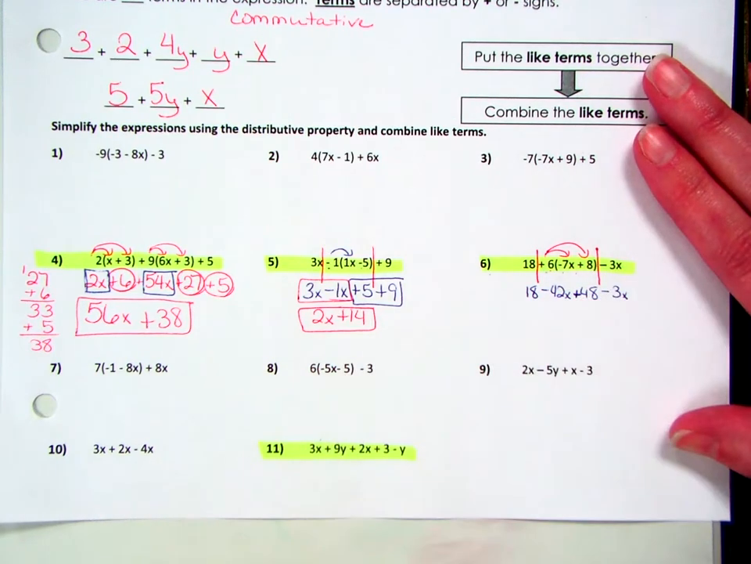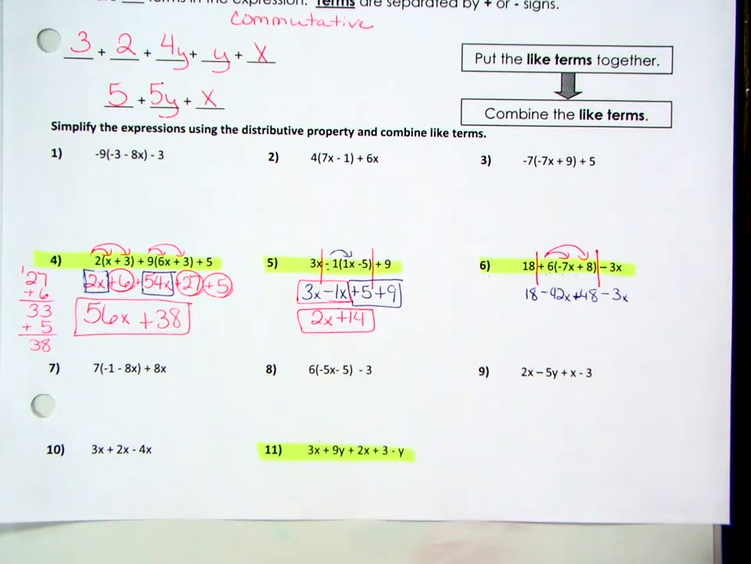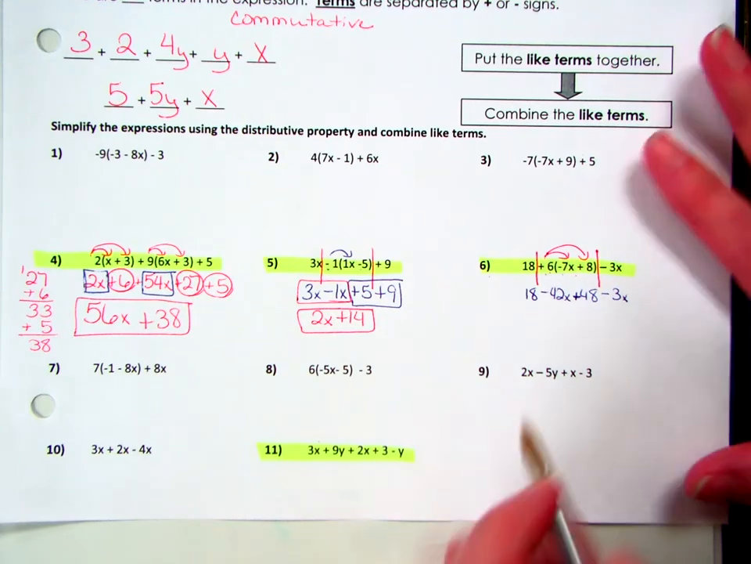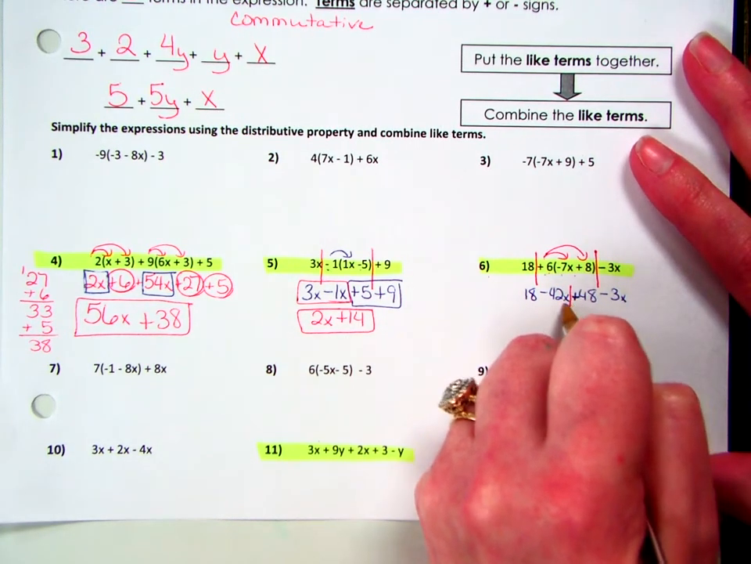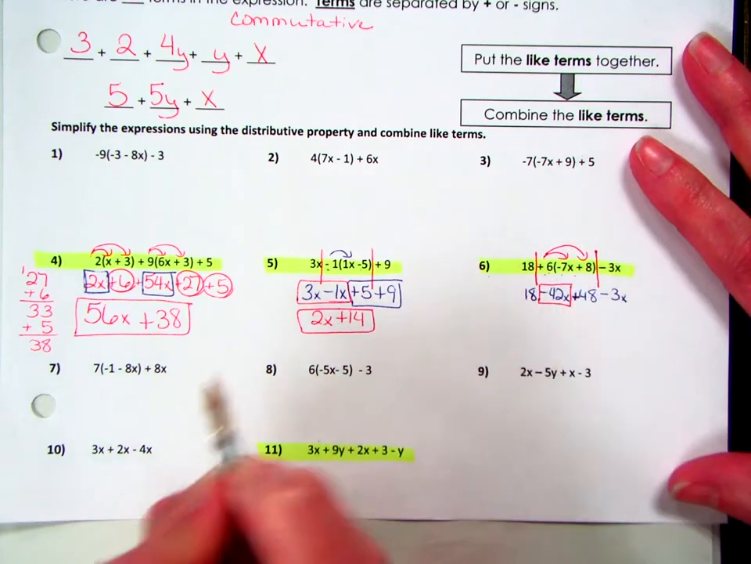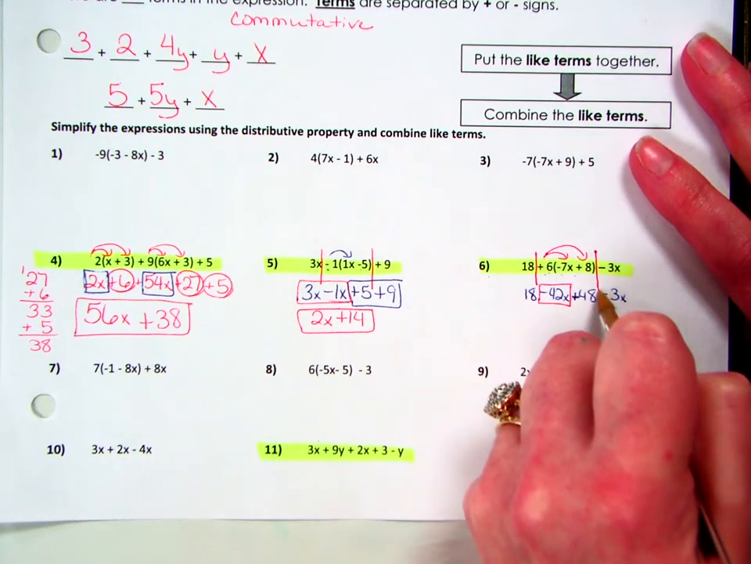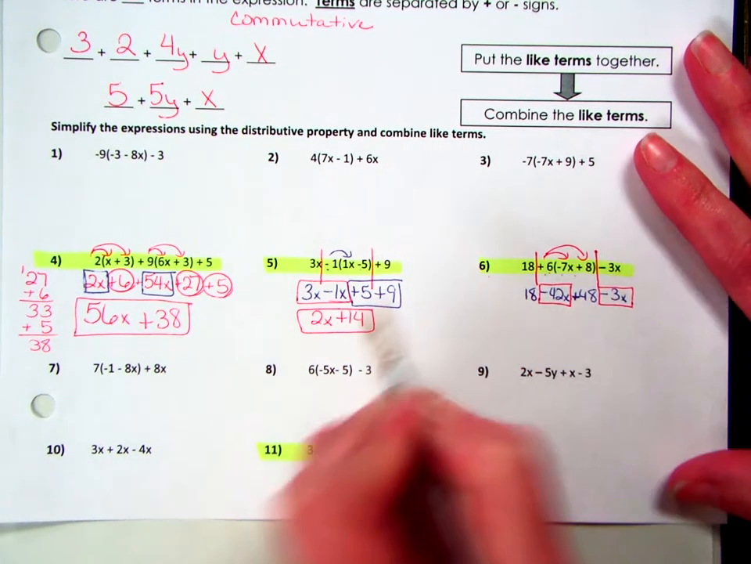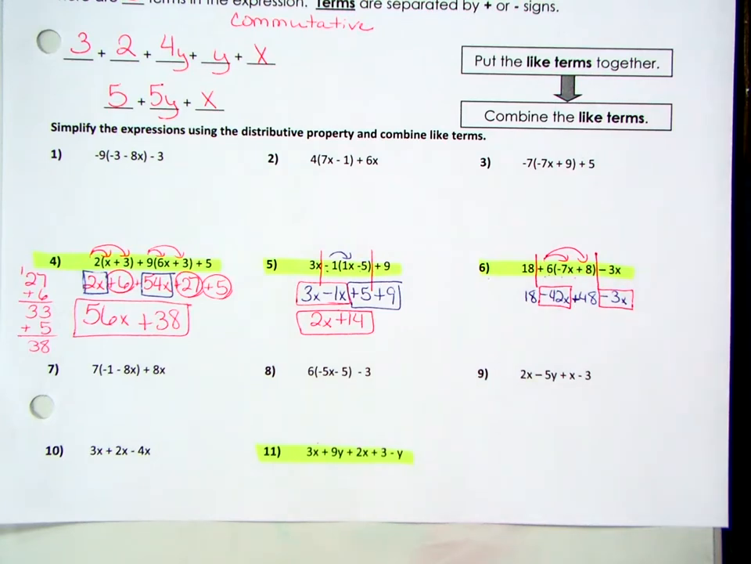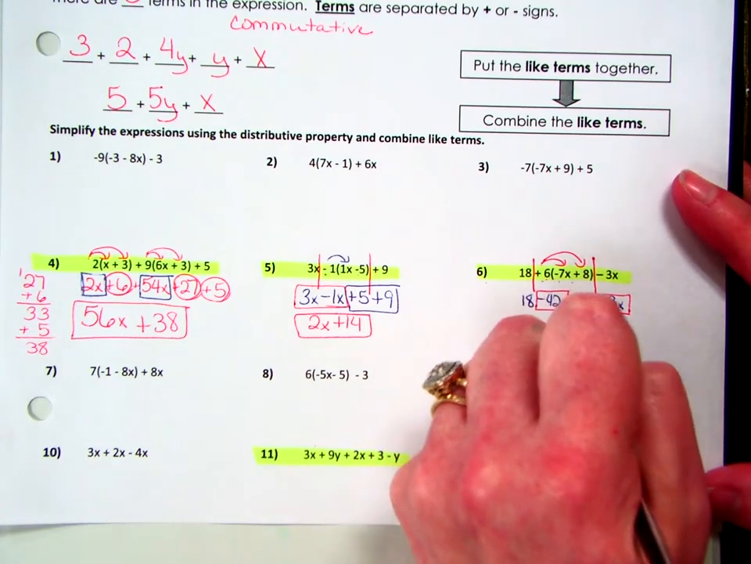Now let's look for some like terms. I'm going to look for variables first. So remember that that negative is going to go with the 42x. And remember that that negative or subtraction sign is going to go with the 3x. So I have a negative 42x and a negative 3x, same signs, use your integer rules, add. So 42 plus 3 is negative 45x.